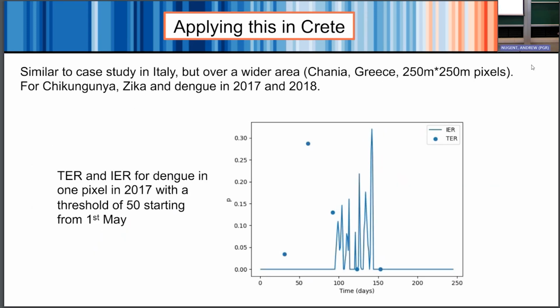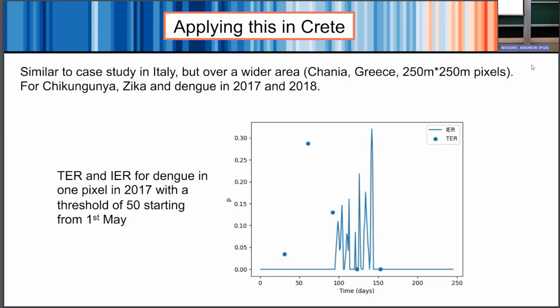And we're doing this in Crete for a similar kind of model, but this time we're doing it over a large array of pixels, so 250 by 250 meter pixels over Chania in Greece. So this is quite a large area. And we're doing this for chikungunya, Zika, and dengue in the years 2017 and 2018. This is a plot for dengue, where we're looking at the IER versus the TER. And the TER is very jaggedy.